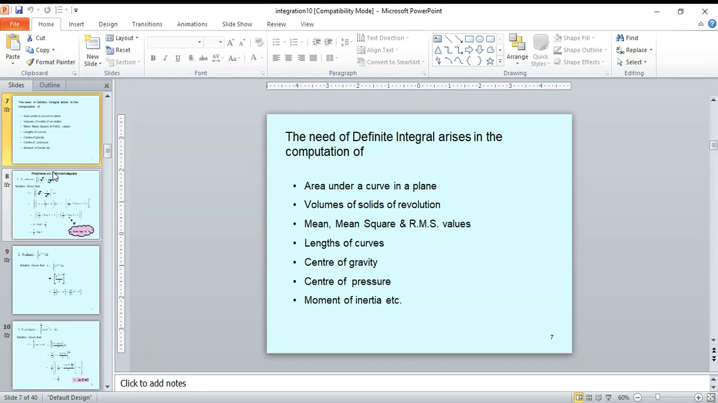The need for definite integrals arises in the computation of area under a curve in a plane, volumes of solids of revolution, mean square and RMS values, length of curves, center of gravity, center of pressure, and moment of inertia.